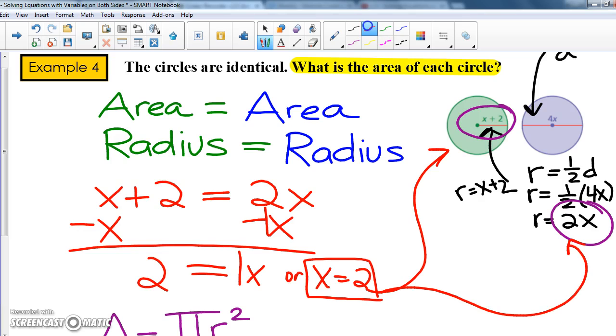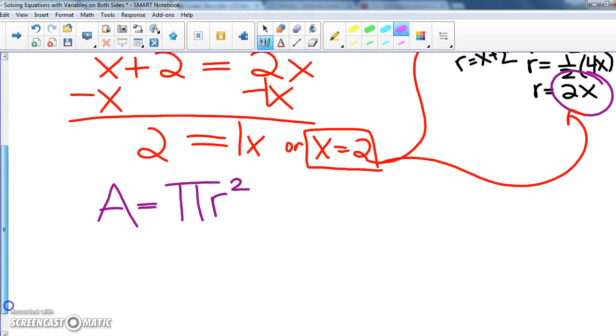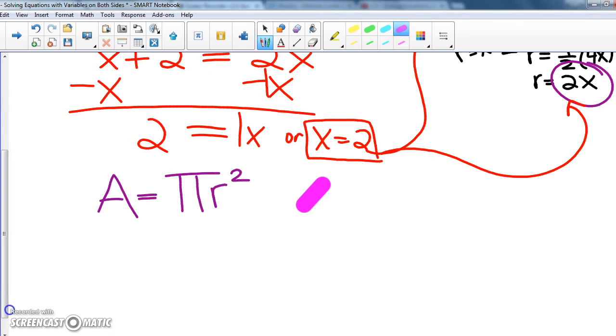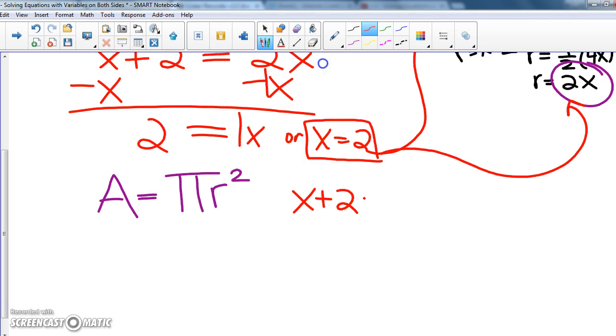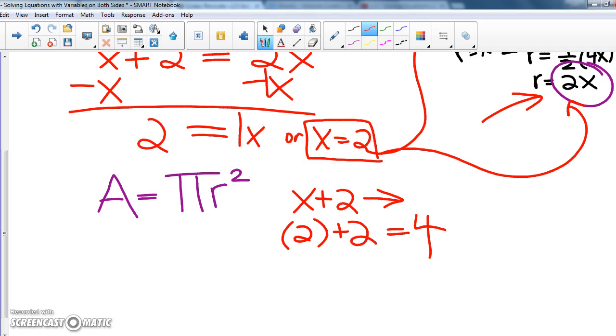Should I get the same answer both times, or should I get different answers? I should get the same answer either way, because we said the radius equals the radius. So I'm going to go ahead and plug it into x plus 2. So if x is 2, well then x plus 2 equals 4. And you can see that if we would have used this one, 2 times x, x was 2, 2 times 2 is also 4. So we know our radius is 4.